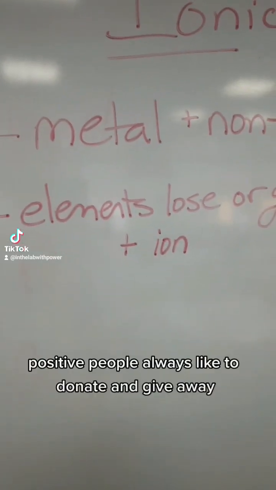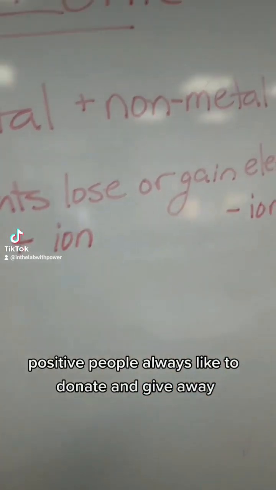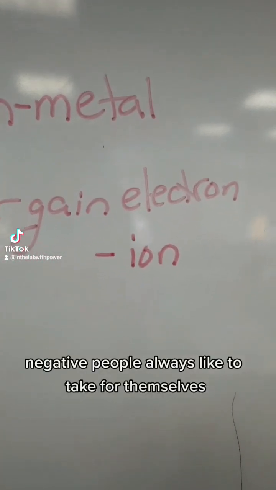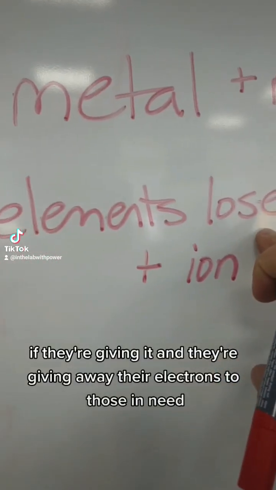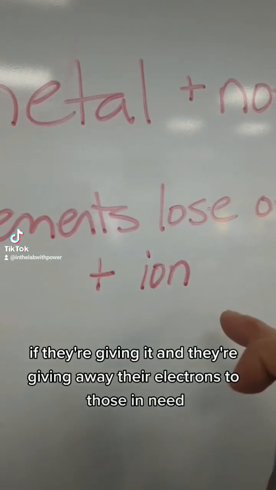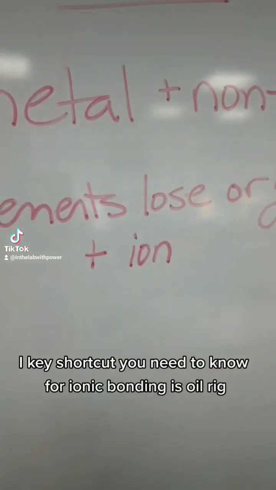Key way to remember, positive people always like to donate and give away. Greedy people, negative people always like to take for themselves. So if they're gaining electrons and all for themselves, they're negative. If they're giving it and they're giving away their electrons to those in need, they are positive ion.